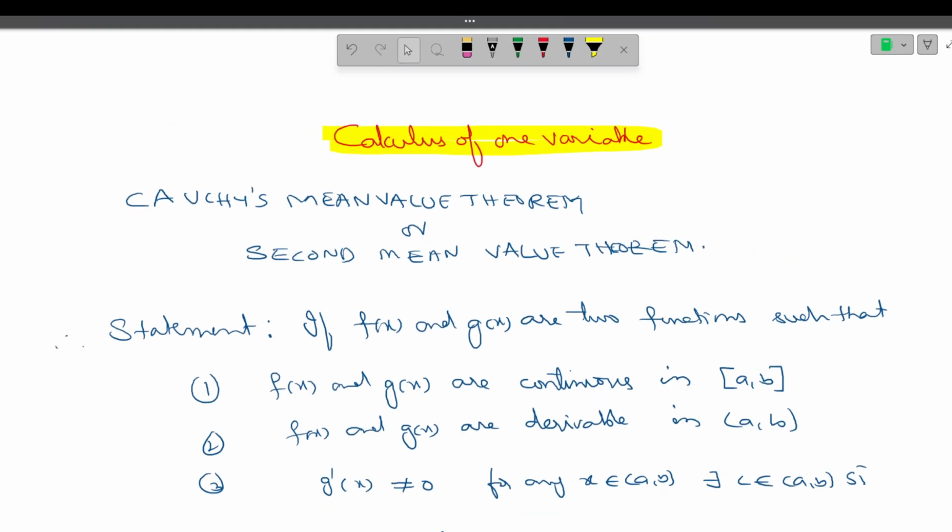Hi everyone, today we'll discuss calculus of one variable. The important theorem, Cauchy mean value theorem, also known as the second mean value theorem, we will discuss today. Let's go for the proof of it, then we will discuss the problems.